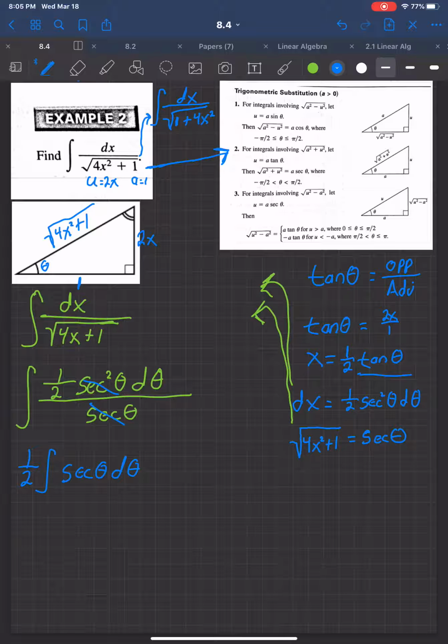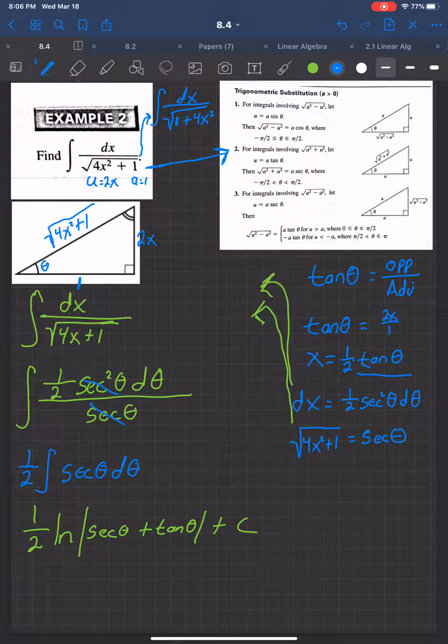Well, there's nothing left to do except to integrate. And if you integrate secant, you are going to get 1/2 ln, my apologies, so 1/2 ln of the absolute value of secant theta plus tangent theta plus c. And we would be all done if we began in terms of theta. We could end in terms of theta, but we began in terms of x.